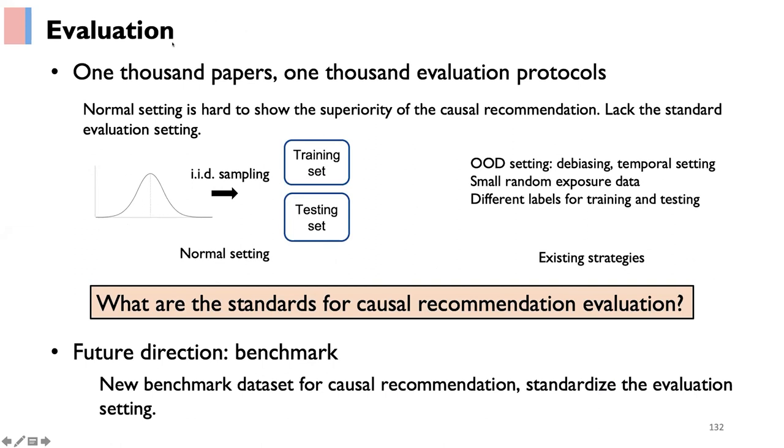Finally, regarding the evaluation step, there are still big problems. For the existing causal recommendation work, there lacks a standard evaluation protocol, and different papers take very different evaluation protocols. For example, some papers may sample the test set according to some variables, and then another paper may pre-process the training set with another strategy.